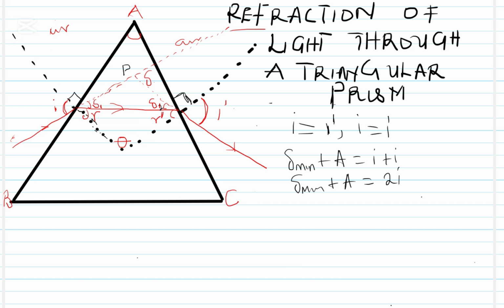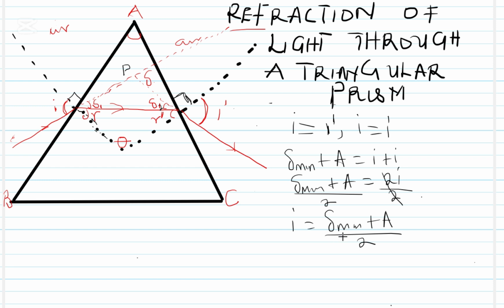We now say to solve for I, in this case, we simply divide both sides by 2. And then what do we have? The 2 cancels out, and we have that our I is equal to deviation minimum plus A all over 2. This is a major formula that we need to know. It means that the angle of incidence is actually equal to deviation minimum plus A.